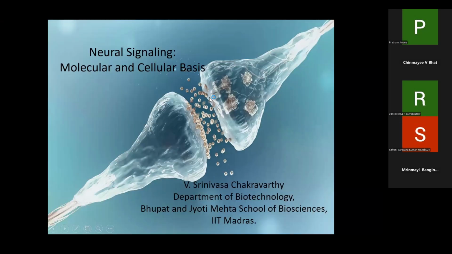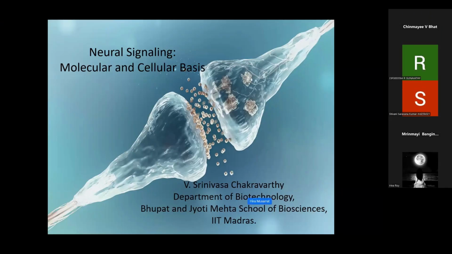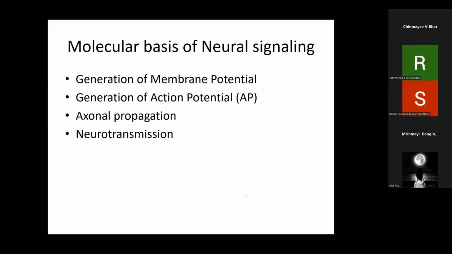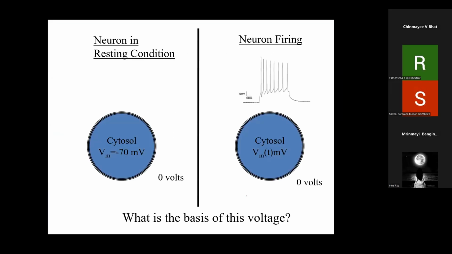In the last segment, we talked about neural signaling. I talked about all the four components of neural signaling. So now we'll talk about the molecular basis of this, because that's what you need if you want to build a computation model. So we'll review the same four components, but looking at the molecular chemical basis of these four components. Again, the four components are the same. So here we are talking about the generation of membrane potential, generation of action potential, then axon propagation and neurotransmission.